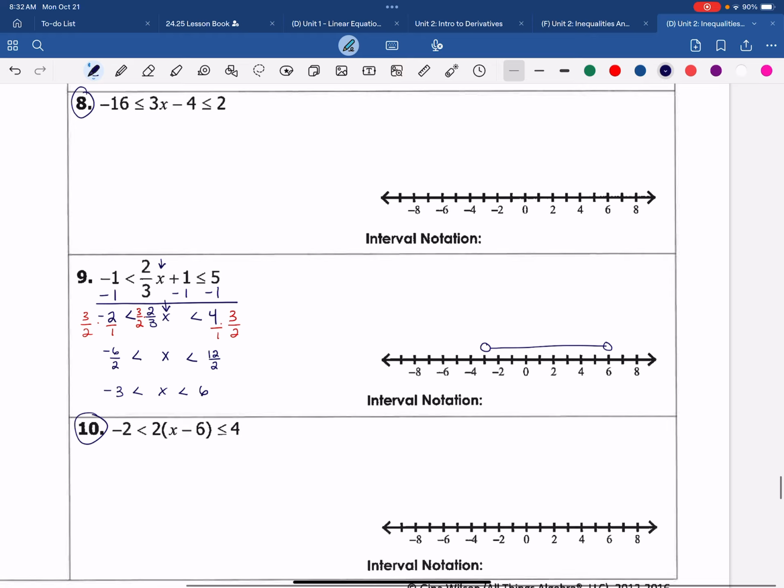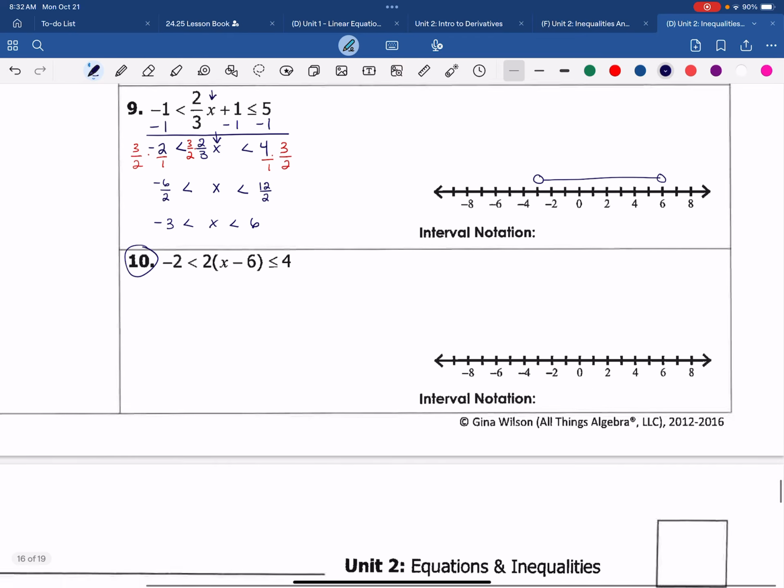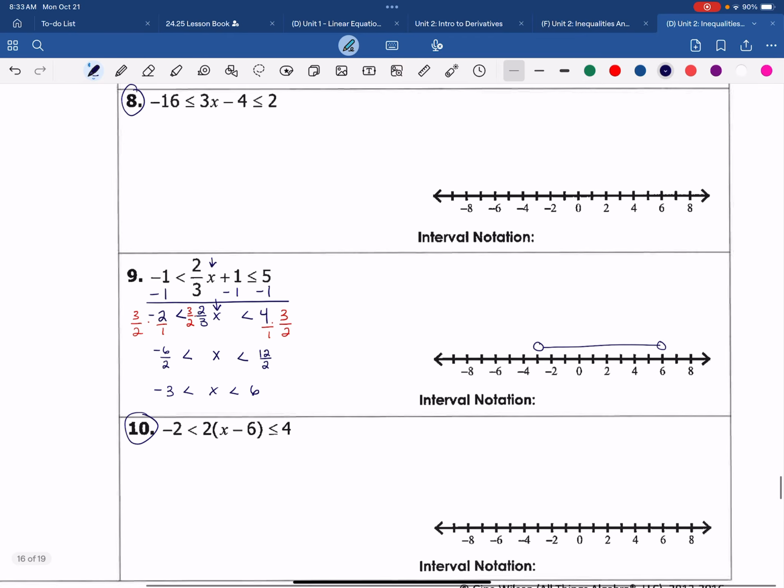All right, go ahead and try numbers 8 and 10, and then you're going to do some more practice on Delta Math, and then you can get started on your homework.